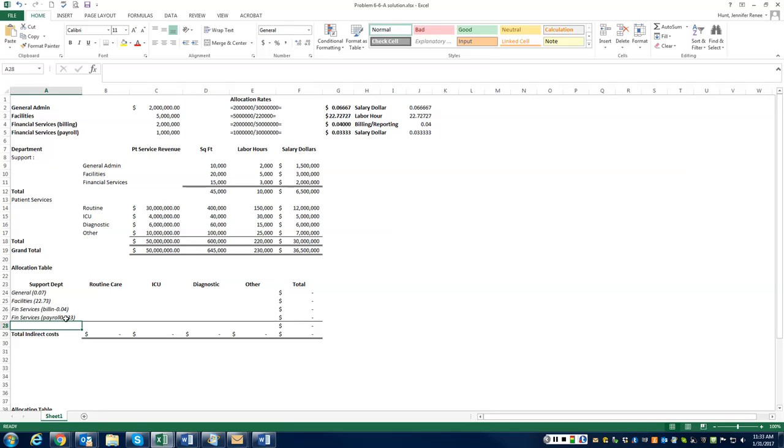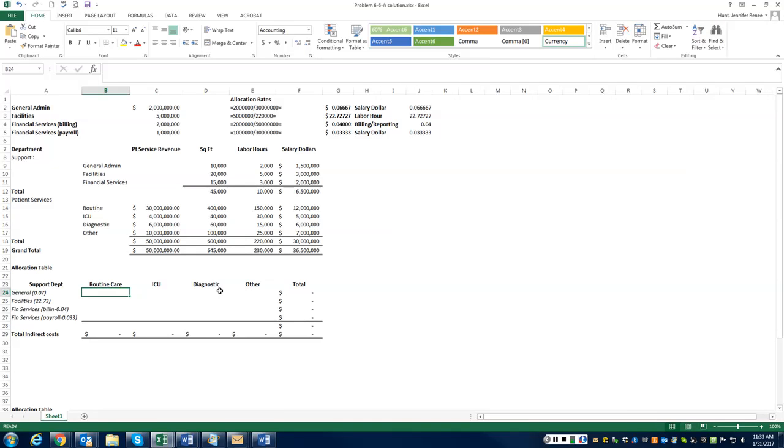So we've got our allocation rates in and how everything looks. So now it's time to start filling out our allocation table. Let's start with routine and just work from here. So general, we said, is going to be our salary dollars. Remember how we calculated it up here.